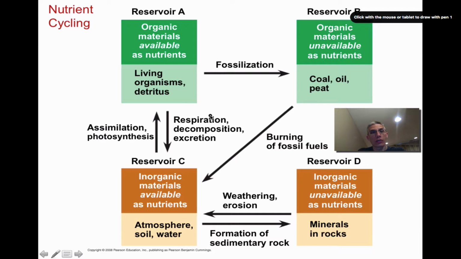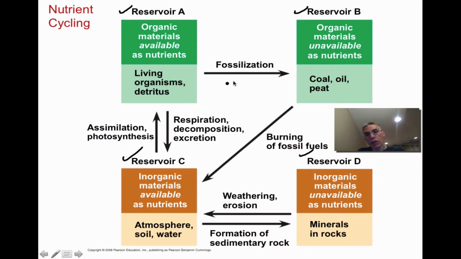And so as I had said, once we get into our activity, we're going to look at the specifics of each particular cycle. But if you notice, we have our reservoirs being represented. We have reservoir A, B, C, and of course D. And then we have various organic materials. If you notice, these are in green. And then if you notice down here, we have inorganic materials, and we have those that are available, and of course those that are unavailable. And then we have various processes like fossilization, the burning of fossil fuels, erosion, formation of sedimentary rock, respiration, photosynthesis.